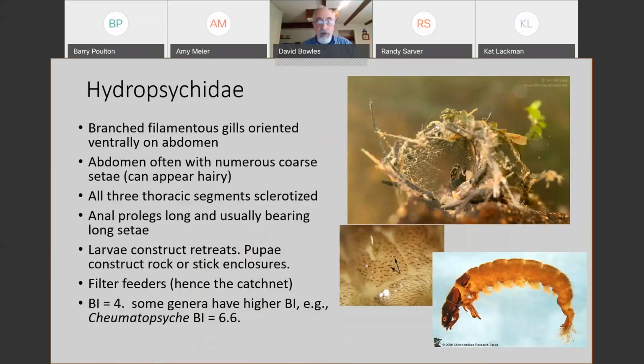All of the Hydropsychidae have branched filamentous gills, which are oriented ventrally on the abdomen. You can see the nice photograph down there on the bottom. Their abdomen also appears somewhat hairy. They have a variety of coarse and fine setae distributed abundantly on the abdomen. All 3 segments of the thorax are sclerotized. Remember, they were in Hydroptilidae, so that could be a confusion. You might think you have one or the other, but size alone is usually pretty distinct, not to mention that the anal prolegs of the hydropsychids are fairly prominent, and again, they are not in the Hydroptilidae.